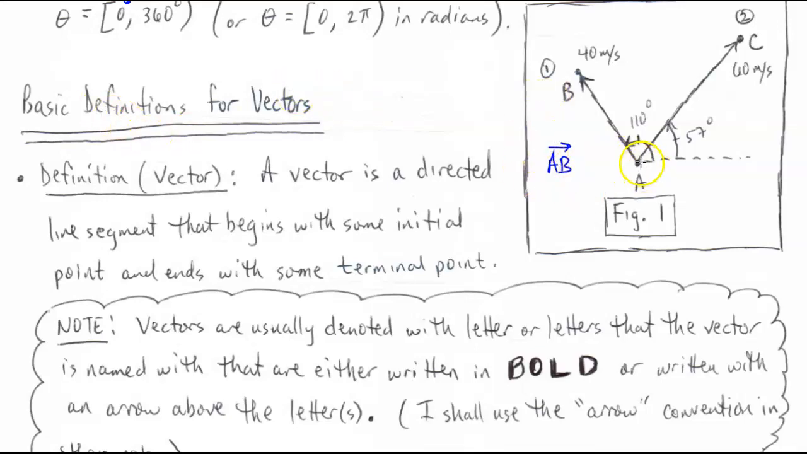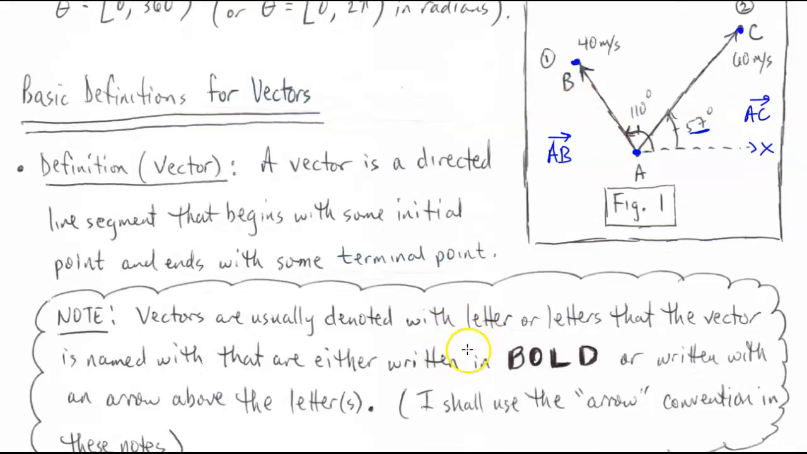So we see here that vector AB starts at A, ends at B. Vector AC starts at A, ends at C. And we see here that vector AC has an implied direction of 57 degrees from the positive x-axis. So that 57 degrees is an angle in standard position. And of course, vector AB is in the direction of 110 degrees via an angle in standard position.